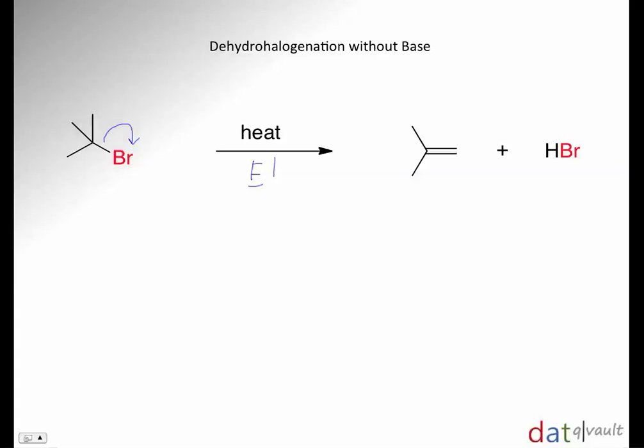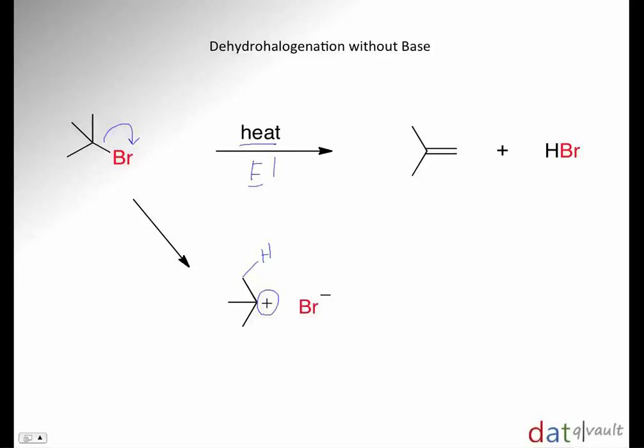Alright, so dehydrohalogenation can go with base, but there are also some dehydrohalogenations that can go in the absence of base. If you do a dehydrohalogenation in the absence of base, it has to be a tertiary bromide or a tertiary halogen of some kind. This is because following an E1 elimination pathway, if the bromine leaves first and we don't have a base to actually pull off a proton, we're going to need to be able to form a very stable carbocation intermediate. If we have a tertiary halogen, we're going to form a tertiary carbocation, which is very stable. So this reaction will actually go just by using heat.